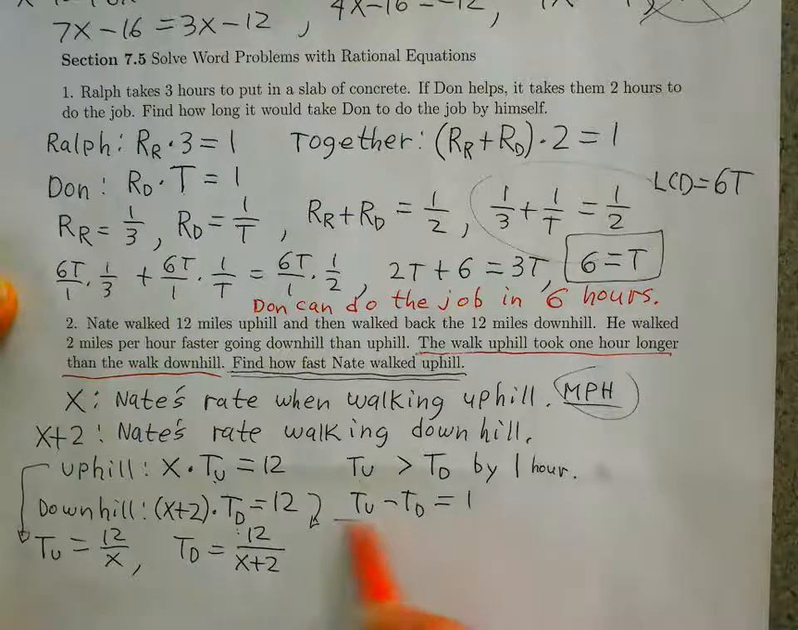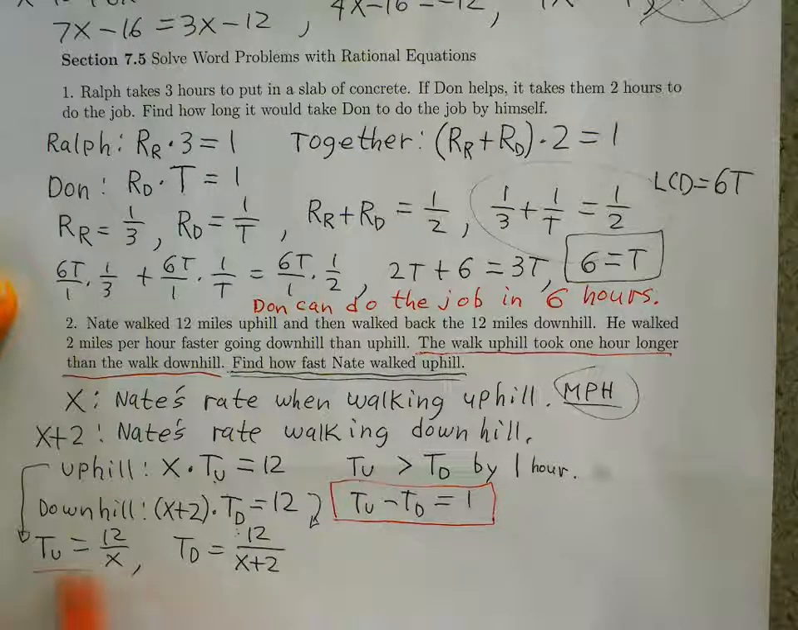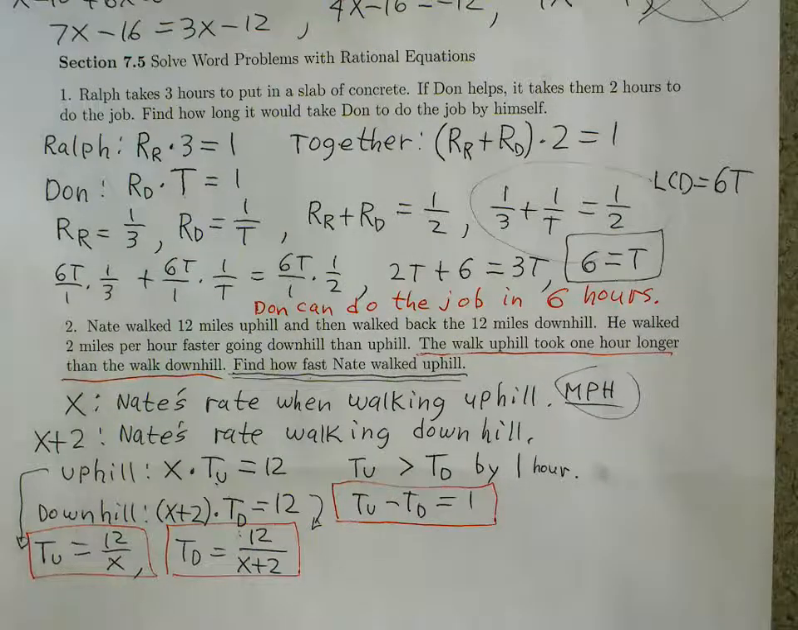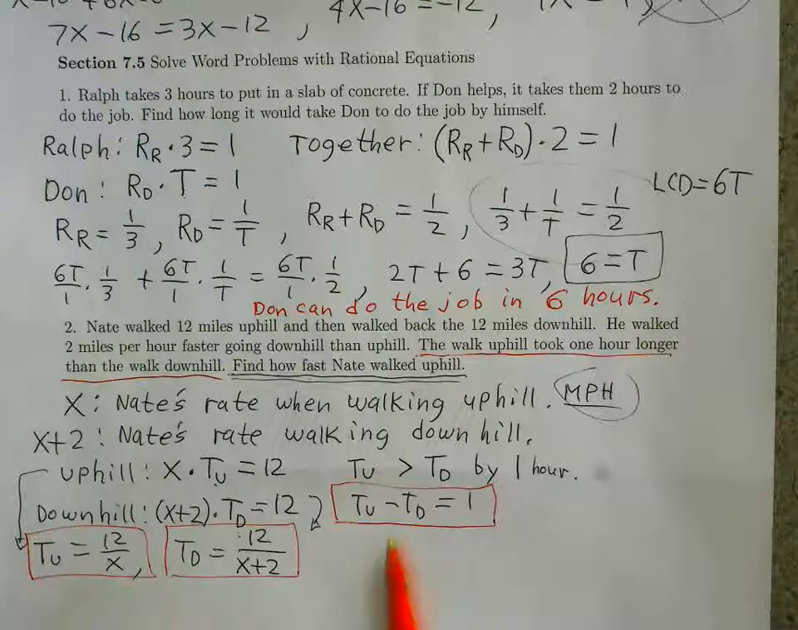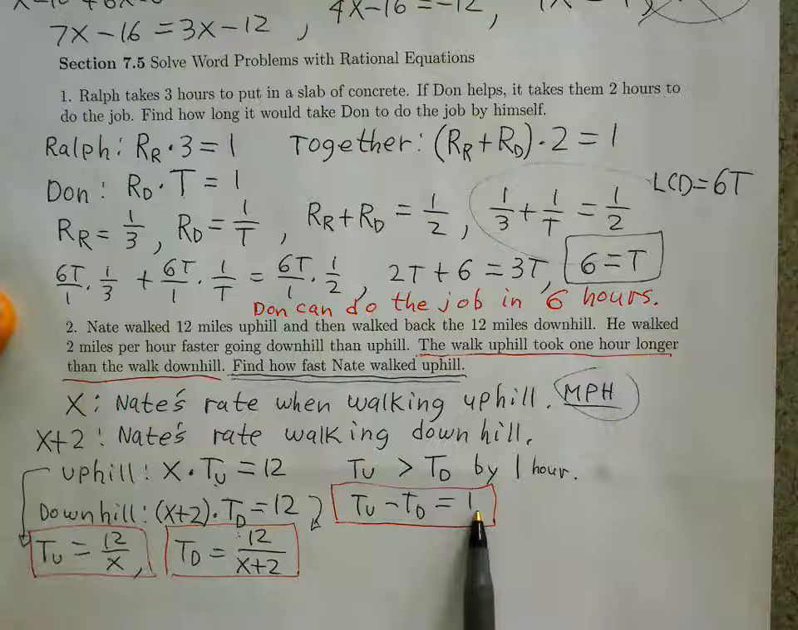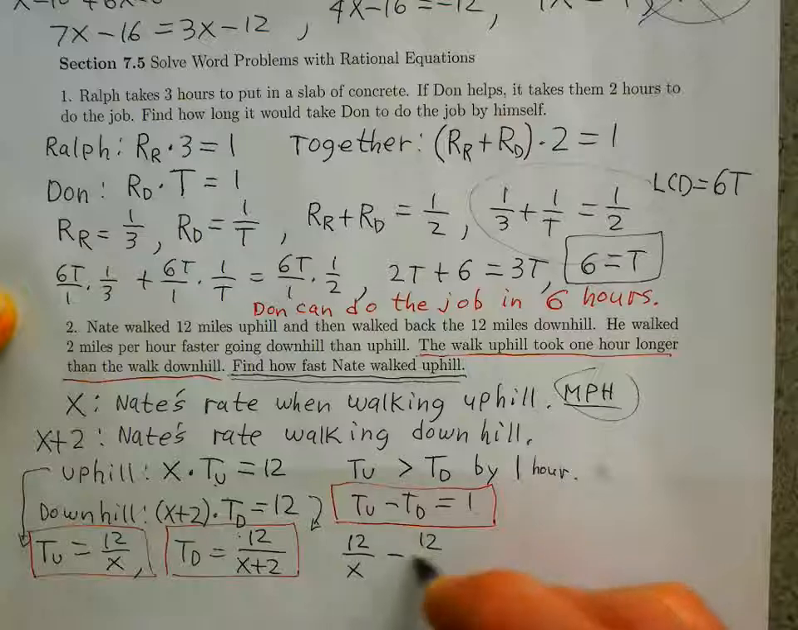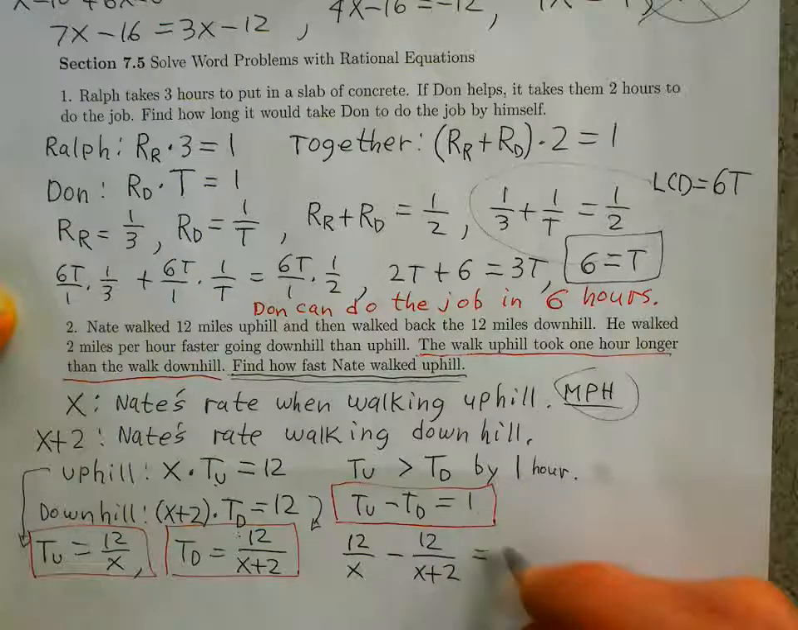Okay, we're going to combine the results of these three equations to get our equation whose only variable is x. So in this equation, t sub u minus t sub d equals 1. We're going to replace t sub u with 12 divided by x. And then when we subtract t sub d, we're going to replace t sub d with 12 divided by x plus 2. And then the 1 on the right-hand side stays the same. Okay, so we get 12 divided by x minus 12 divided by x plus 2 equals 1.